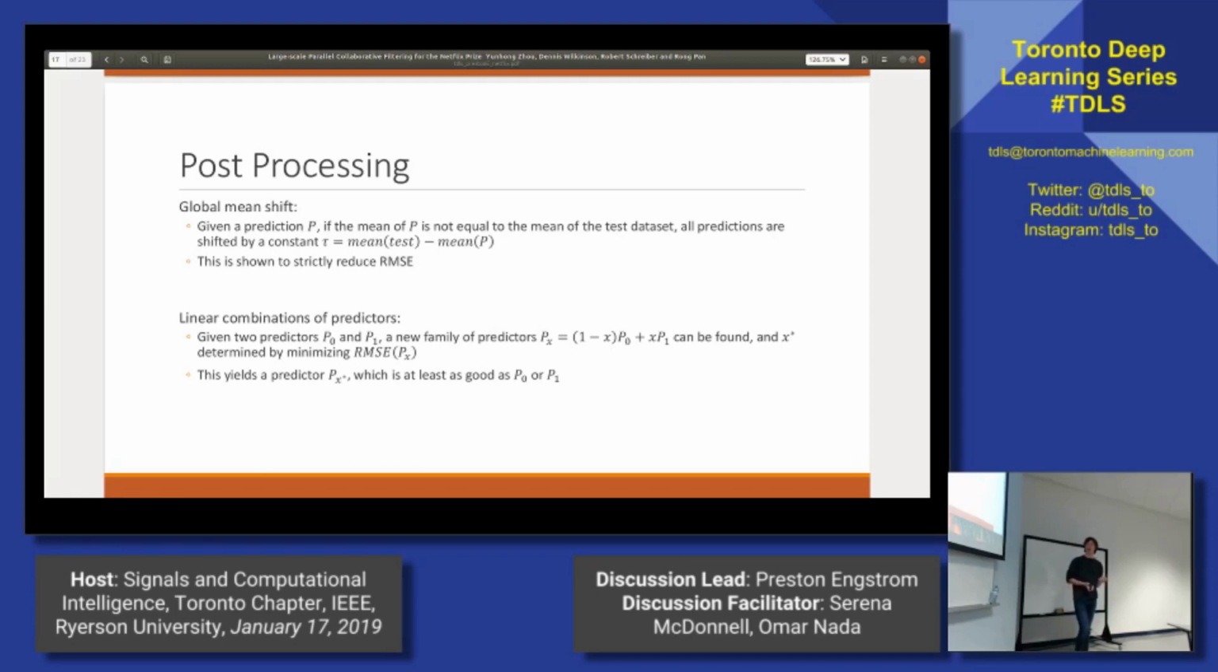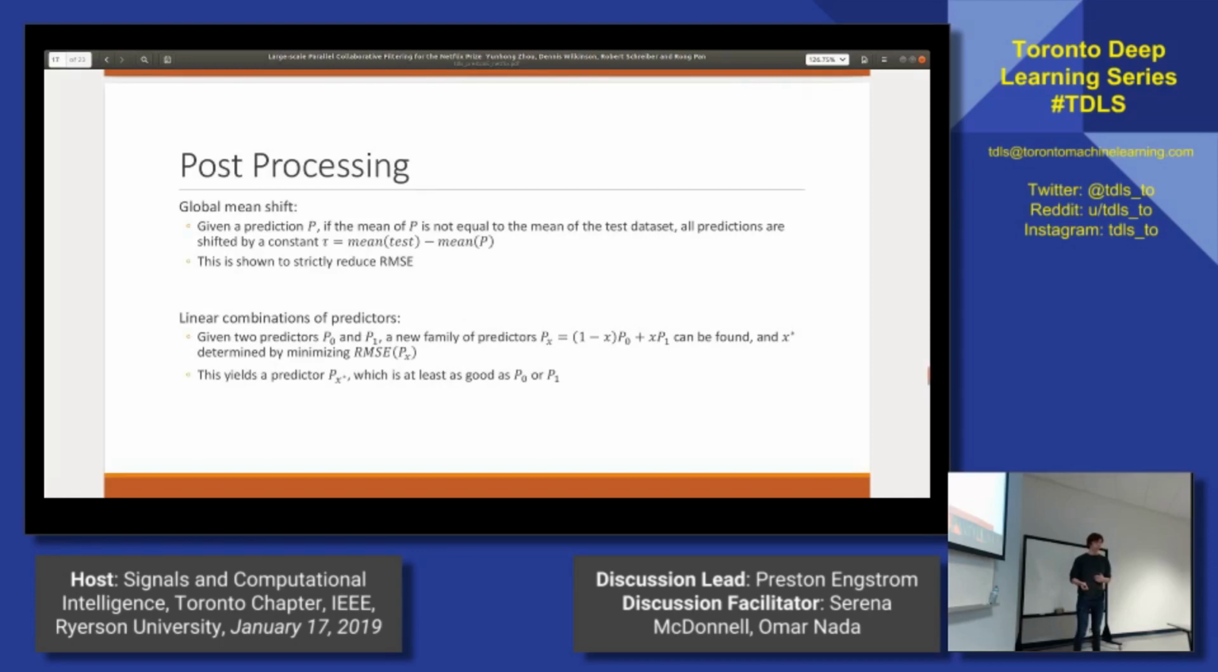And the other one is linear combinations of predictors. So basically, given a set of different predictors, you can use a linear regression to find a parameter x that lets you combine their predictions and also not strictly improve RMSE, but basically make it perform at least as good as the best predictor among them if it doesn't improve them.